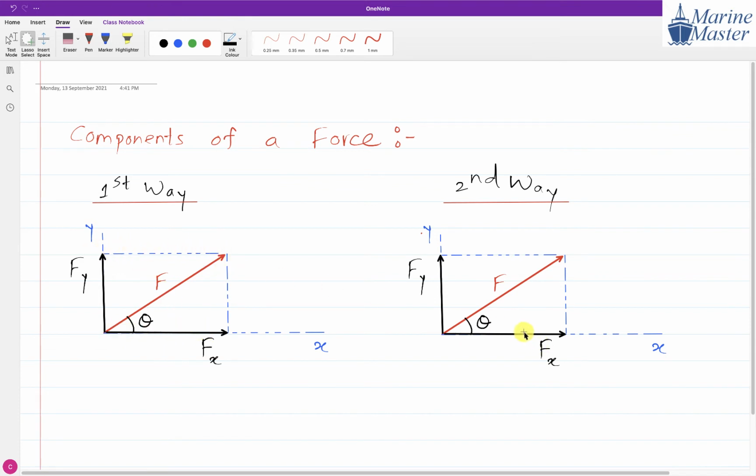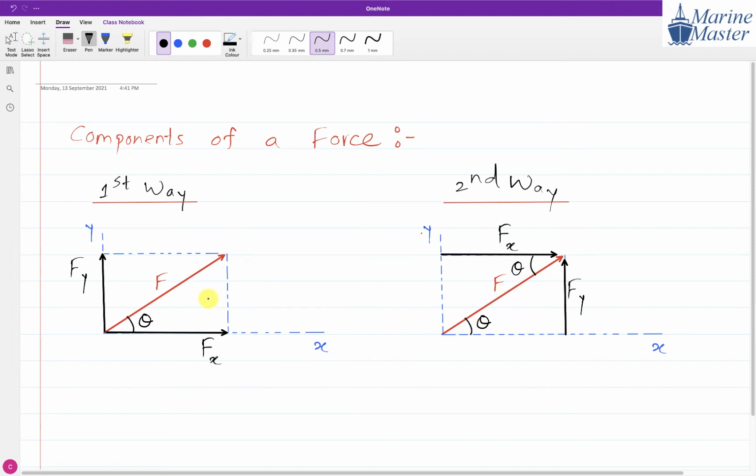So instead of showing here, what can we do? We can show the Fx here. Fy, instead of showing Fy here, we can show Fy here. So this is our force in y direction, component of F in y direction, and this is our component of F in x direction. If this angle is theta, then automatically what will this angle become? Theta. So this is the second way of representing component.